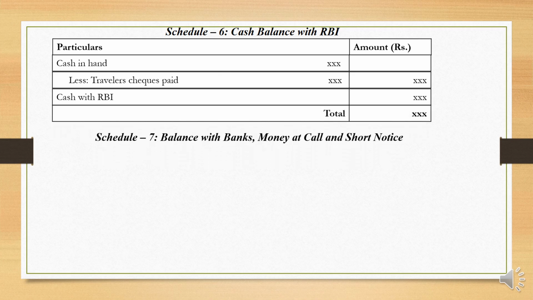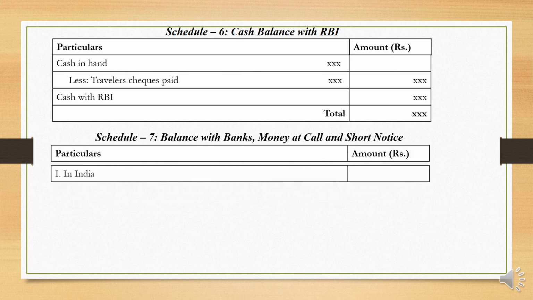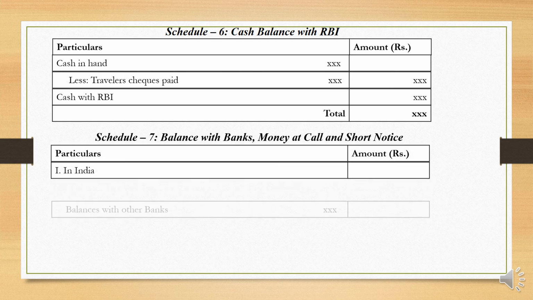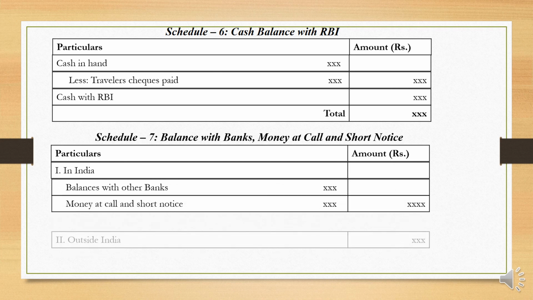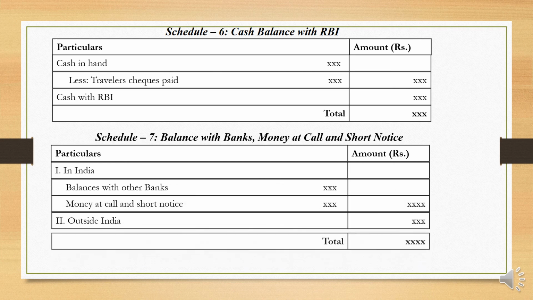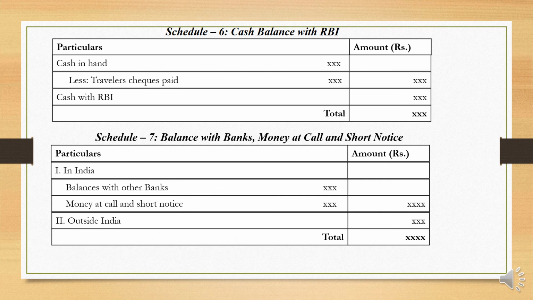Similarly, schedule number 7, balance with banks, money at call and short notice. So in this we have the first one in India, so balance with the banks in India, balance with the other banks, then money at call and short notice, and outside India again similarly. So we'll get the total. So these are the items of schedule number 7. So on to schedule number 8.